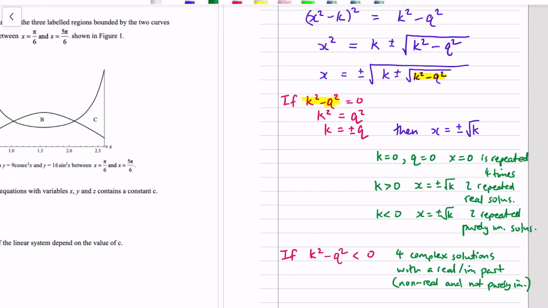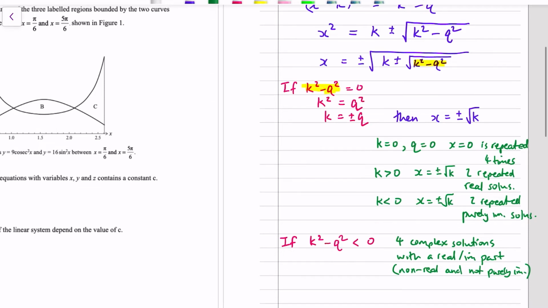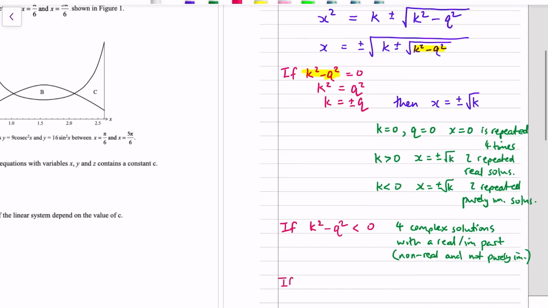And that only leaves one more case. This is probably the trickiest one to consider. If k squared minus q squared is greater than 0, so that again, that's the bit underneath the first square root.